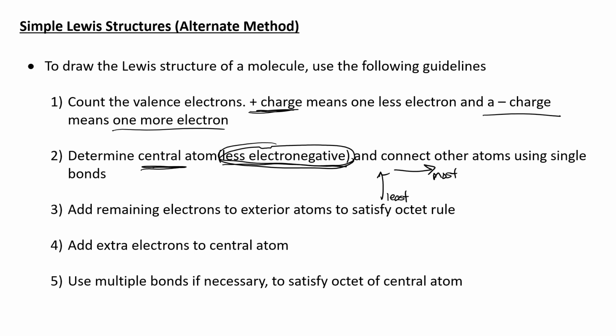Step 3, we're going to add remaining electrons to the exterior atoms to satisfy the octet rule. Step 4, if you have any extra electrons from what you totaled in step 1, you can add them to the central atom to give it an octet. And step 5, finally, you may need to use multiple bonds if your central atom does not have an octet.